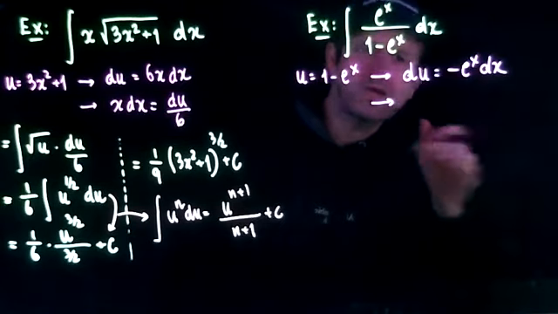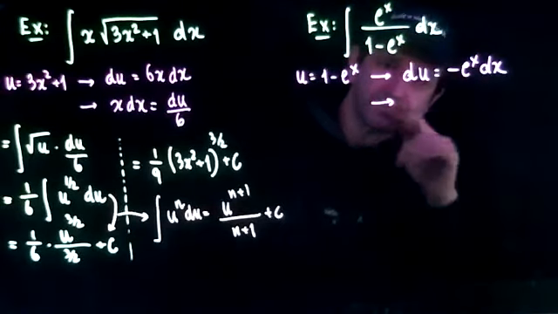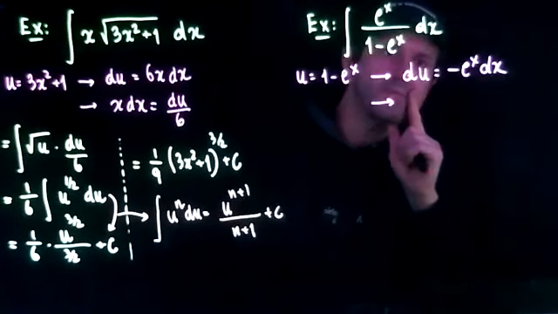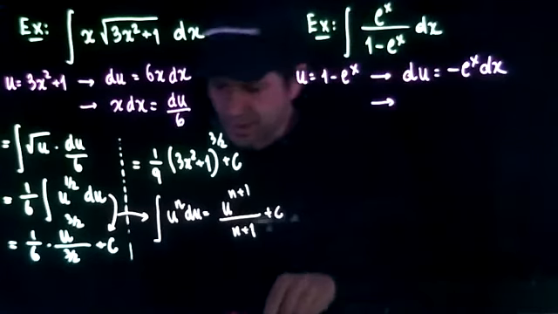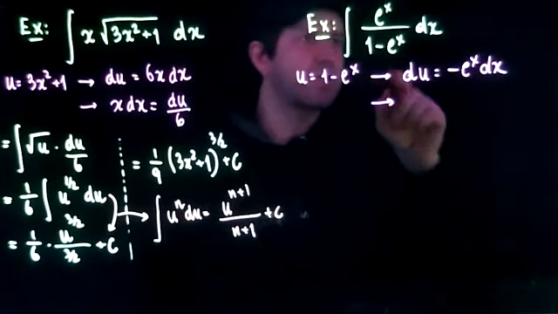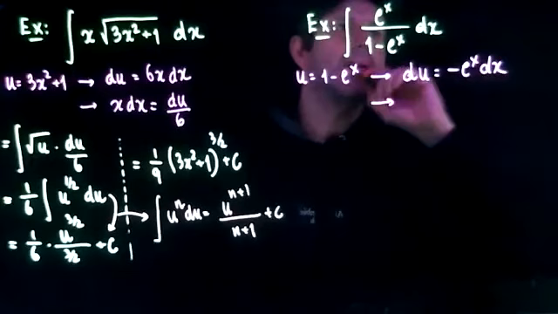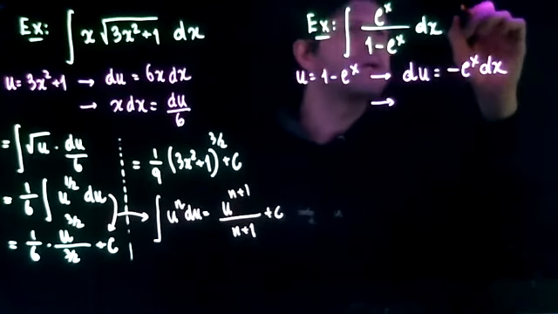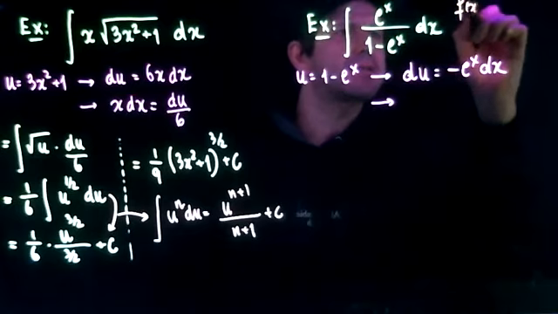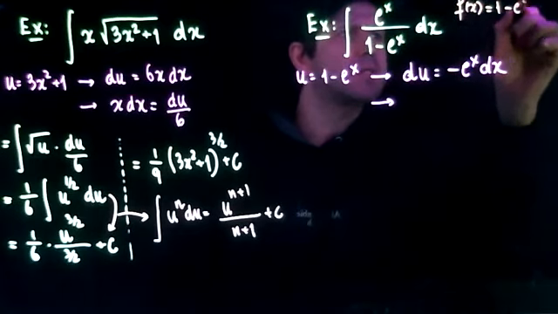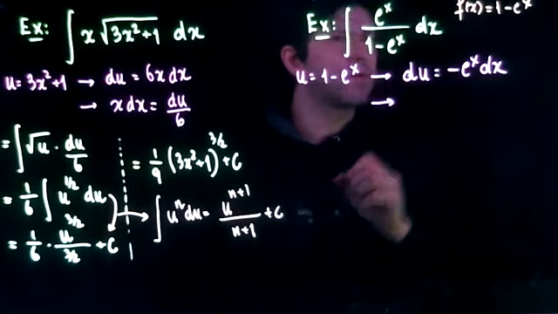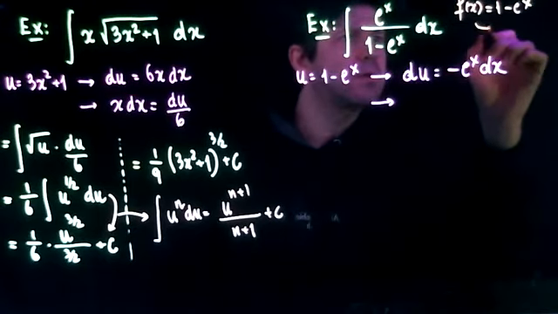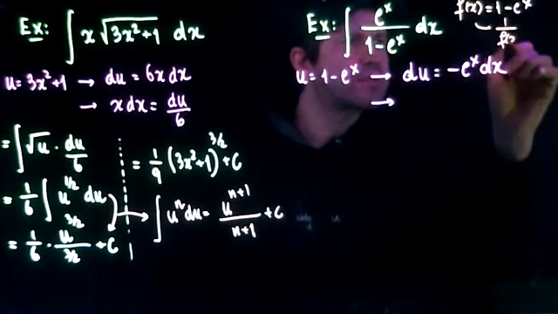And I still have a question. With this particular example, is there a function in another function? Yes, there is. Because it's a compositional function here. Let's say f of x is 1 minus e to the x, and here we have 1 over f of x.